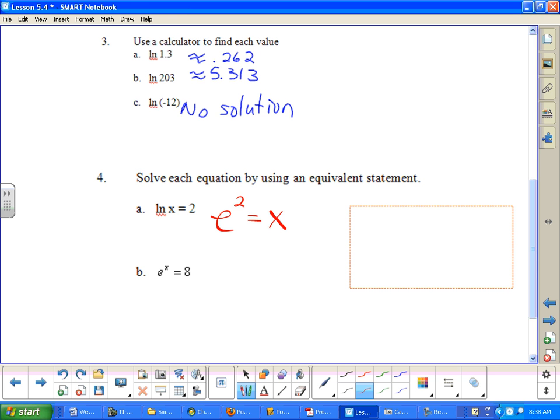How many decimal places are we going here? 3 still. And then for letter b, e to the x equals 8. Instead of having to put that in my y equals and find an intersection point, I can just change it from exponential to logarithmic, and it would be the natural log of 8 is equal to x.